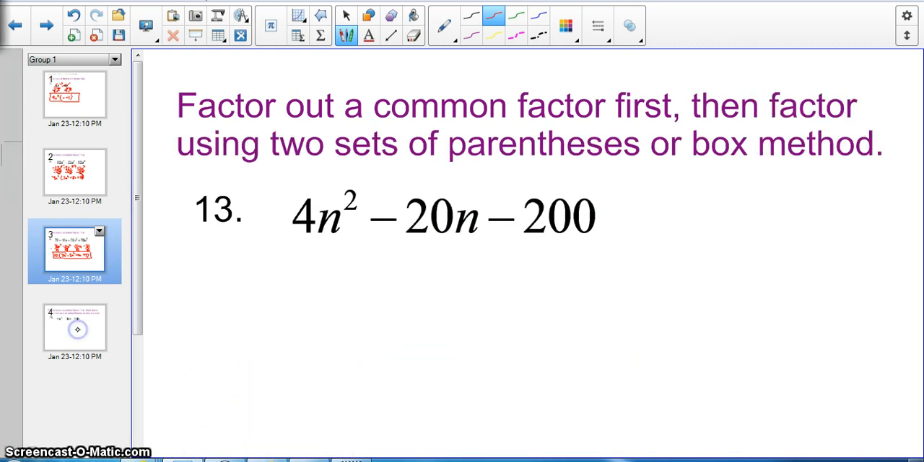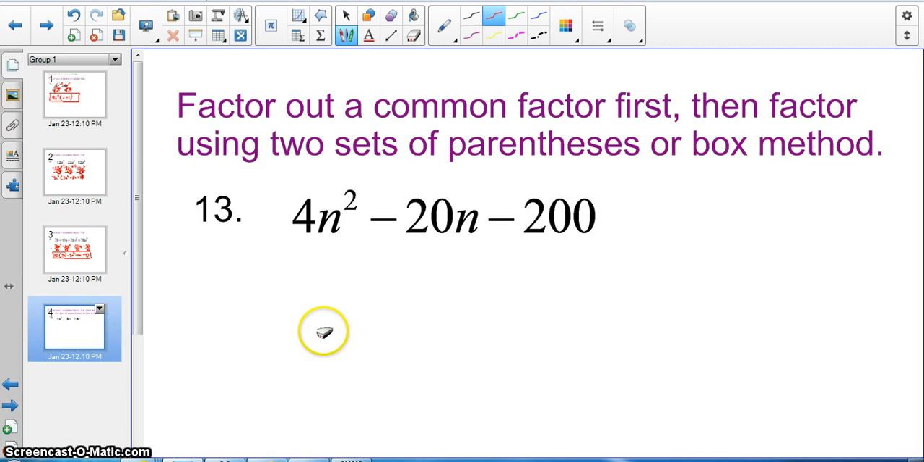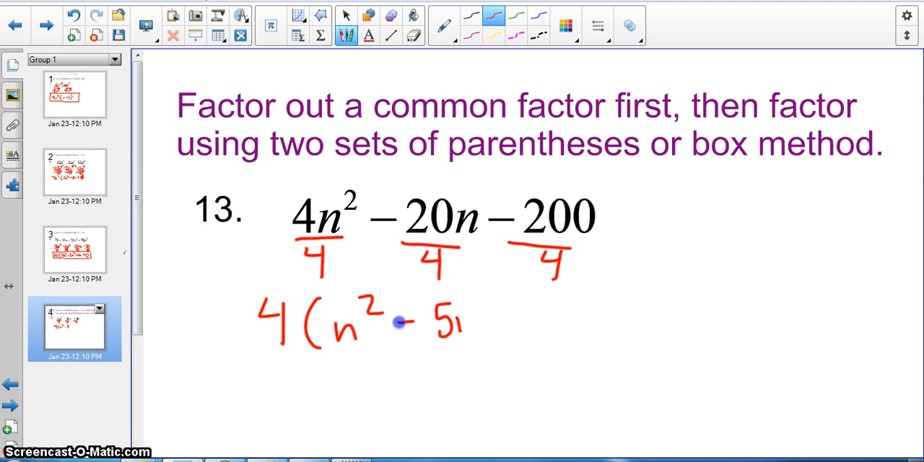Our last problem that we'll do is factoring. It's a little different directions, but what we need to do is factor out a common factor first. So let's do exactly what we did for the last three. The highest number that goes into all three of these terms is 4. They all don't have n's, so I can't take any of that out. So 4, then I'll be left with n squared minus 5n minus 50.